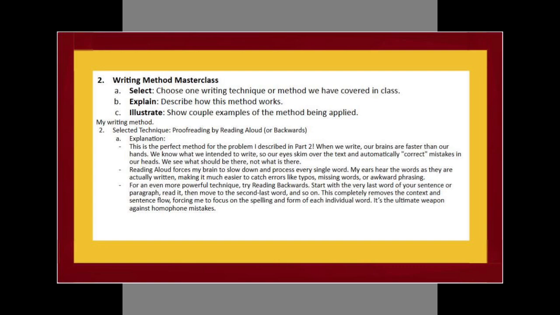For an even more powerful technique, try reading backwards: start with the very last word of your sentence or paragraph, read it, then move to the second last word, and so on. This completely removes the context and sentence flow, forcing me to focus on the spelling and form of each individual word. It's the ultimate weapon against harmful mistakes.